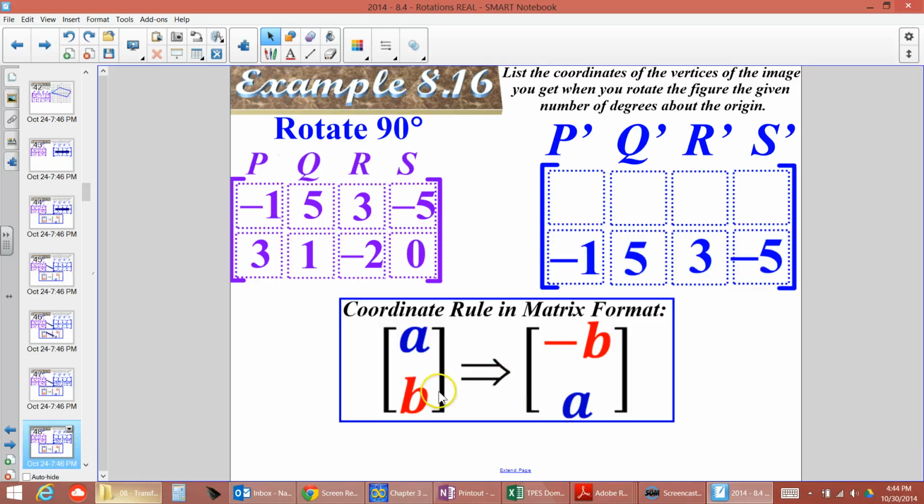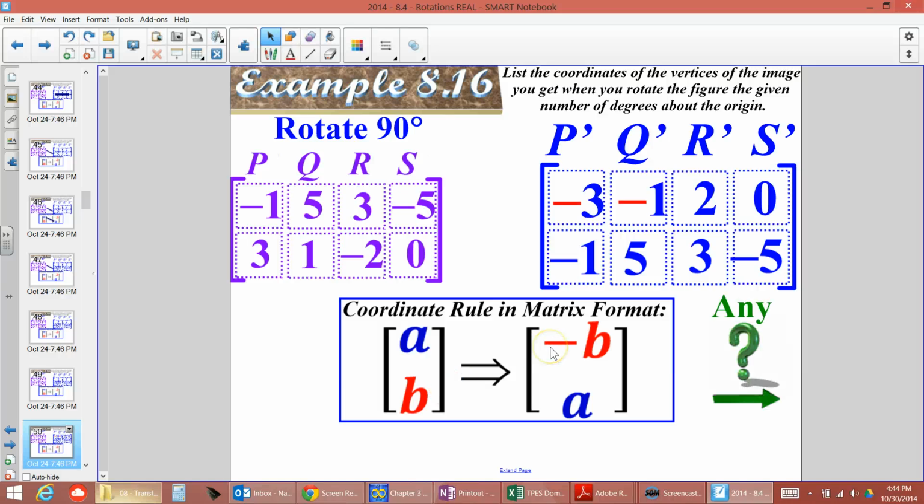Bottom row becomes changed sign on the top row. That's it. B becomes negative B on top. So 3, negative 3. 1, negative 1. Negative 2, change sign, positive 2.